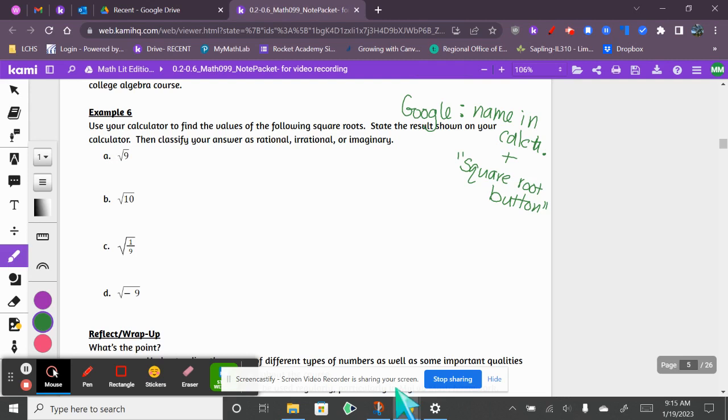So for the square root of 9, if we type that in our calculator and press enter, we get a 3. And if we look at that, we also want to say if it's rational, irrational, or imaginary. The 3 can be written as a fraction. It's a nice clean number. It doesn't keep going on forever, so this would be rational.